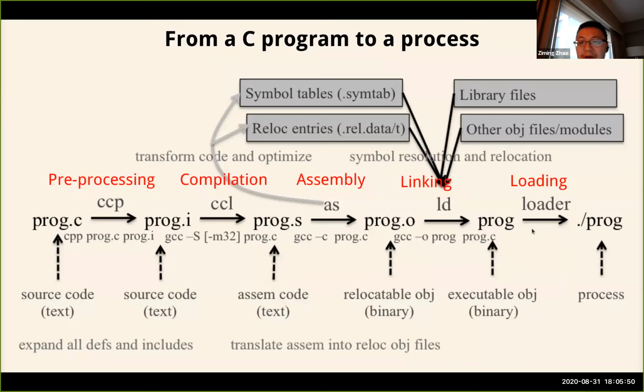Then in the operating system, there will be loaders. It's some kernel code that loads some binaries from your hard disk into the memory and gives this piece of code the control of the CPU. Then this piece of code will start running, and we call that a process. So this is basically the steps from a C program to a process.